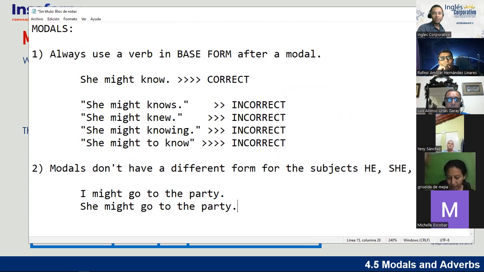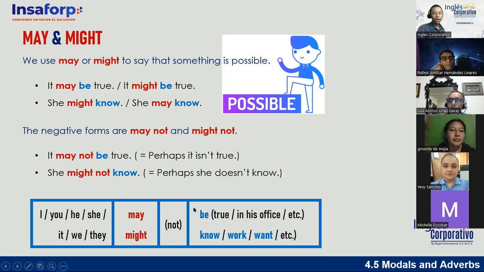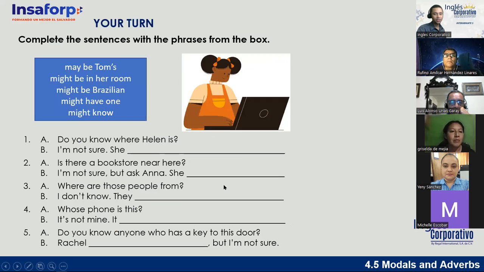Okay, let's continue. You can see it here. If the subject is I, you, he, she, it, we, or they, no difference. You use may or might, and after that, you use not if it's negative. If it's affirmative, don't use it. And then you need the verb in base form. For example, it may be true. He may be in his office, etc., right? So you have to use a verb in base form. You say, she might know, okay? He may want, etc. That's how it is.